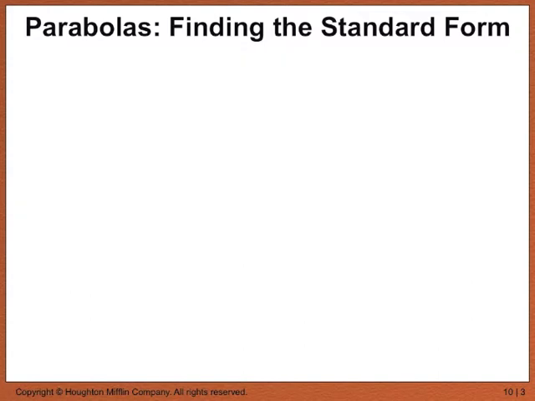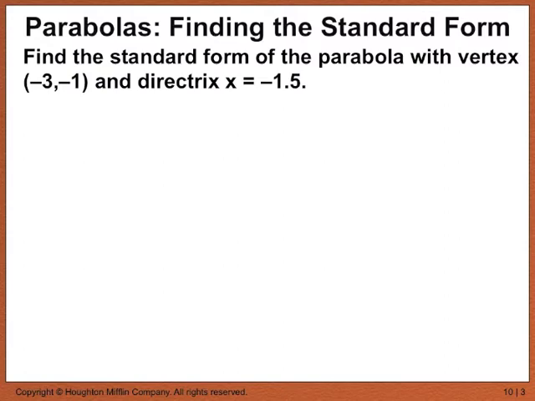Let's do another example like that. Find the standard form of the parabola with vertex (−3, −1) and directrix x = −1.5. Okay, so this directrix is a vertical line. The vertical line x equals negative 1.5.